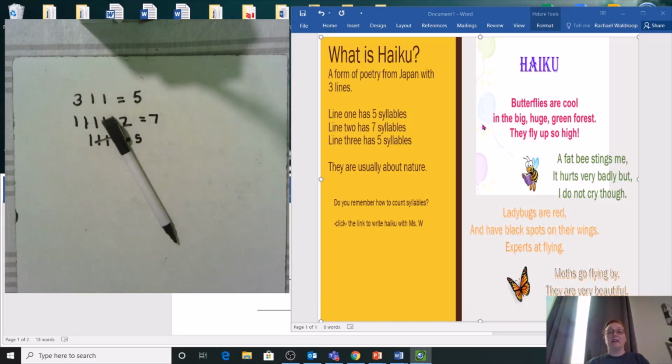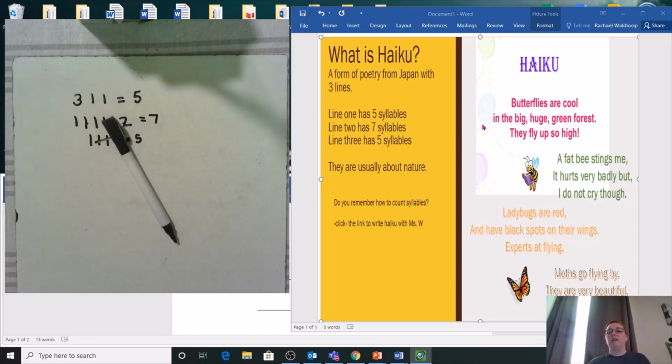Take a look at the second one. It's right there by the bee. A fat bee stings me. It hurts very badly, but I do not cry though. Let's count the first one. How many words is that in the first sentence, that very first line? A fat bee stings me. There's 5 words. So each of those words should only have 1 syllable. A fat bee stings me. 5. That one was easy enough.